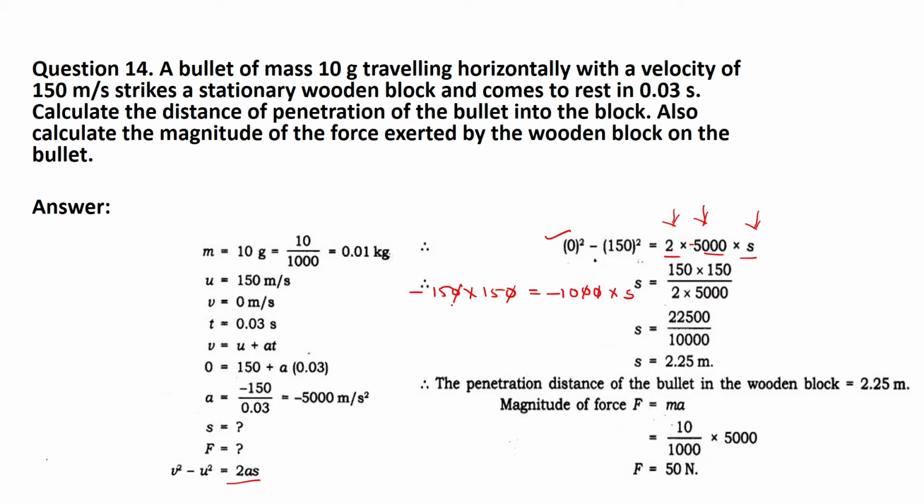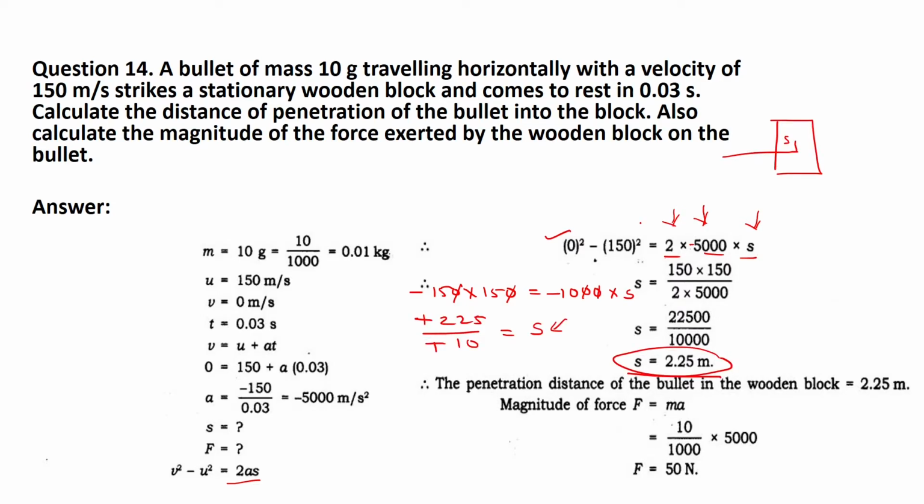What does s mean? It is the penetration inside the block. It's the distance traveled by the bullet inside the block. So 225 divided by 10 is 2.25 meter. This is the value of the penetration inside the block. This is s, the penetration of the bullet inside the block.